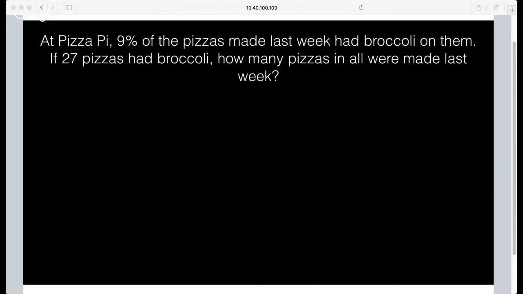And I hope this is making sense as we keep doing these same types of things over and over, because really we're just doing the same thing. We're given parts and wholes, and we set them up in a proportion, and you can solve for the missing part or the missing whole or whatever it's asking.